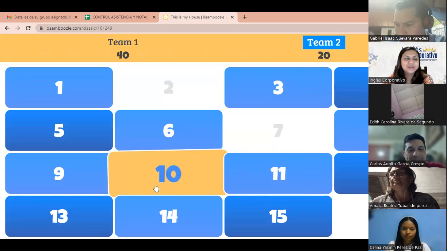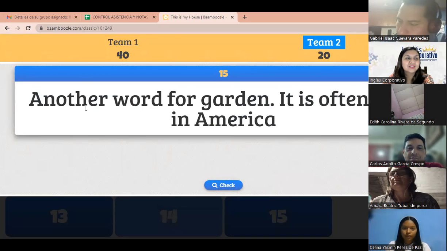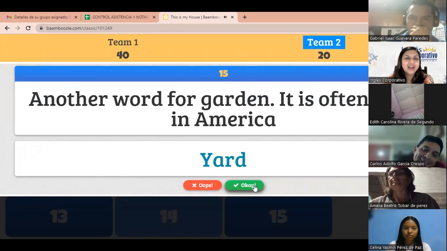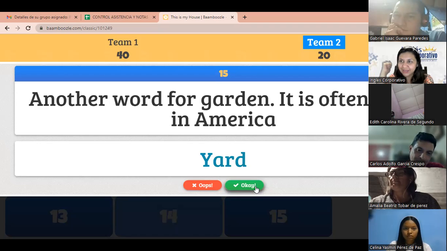Number 10. What does it say? Read, please. Garden. It's flower or yard. It's the yard, yes. Another word for gardening, it's often used in America. The yard, the front yard, or the back yard. Do you have a front yard? Does your house have a front yard? Or a back yard?